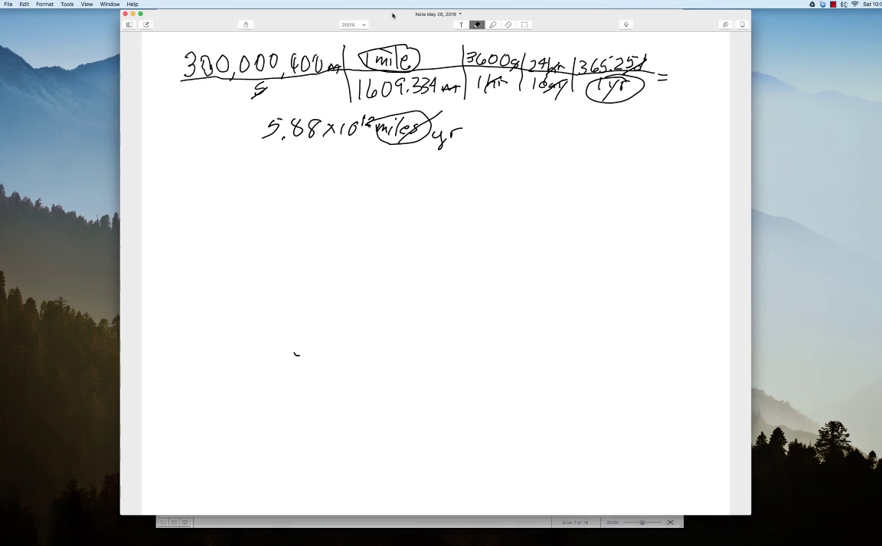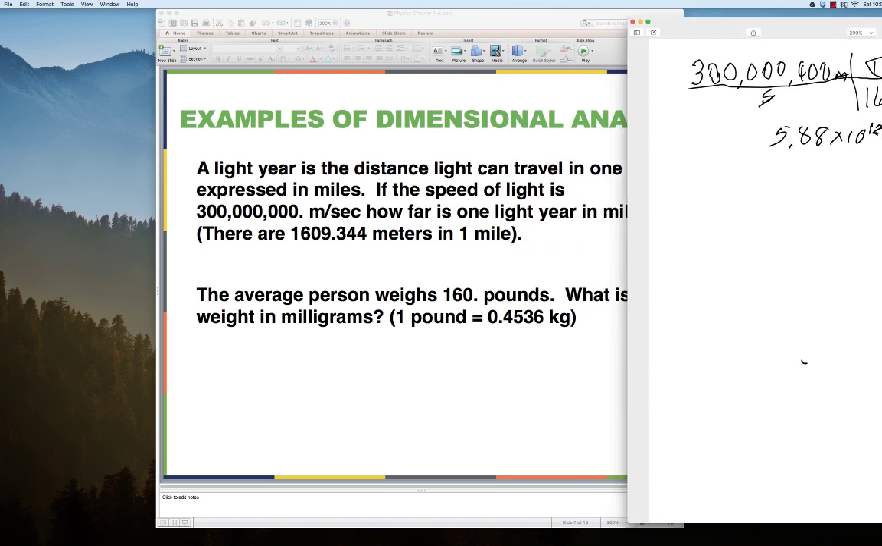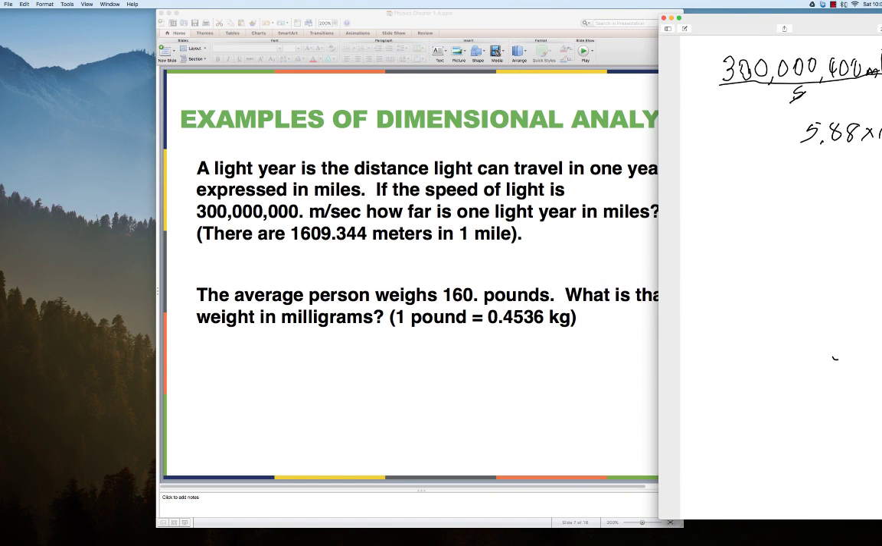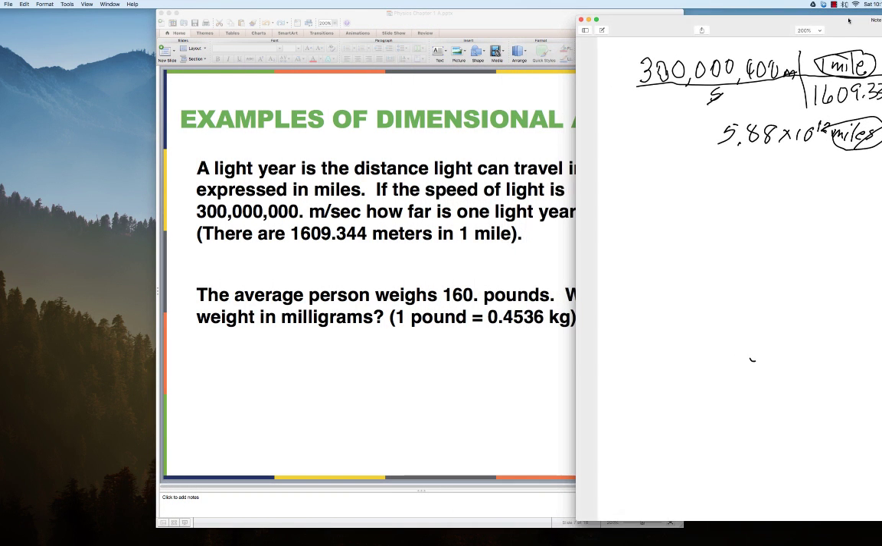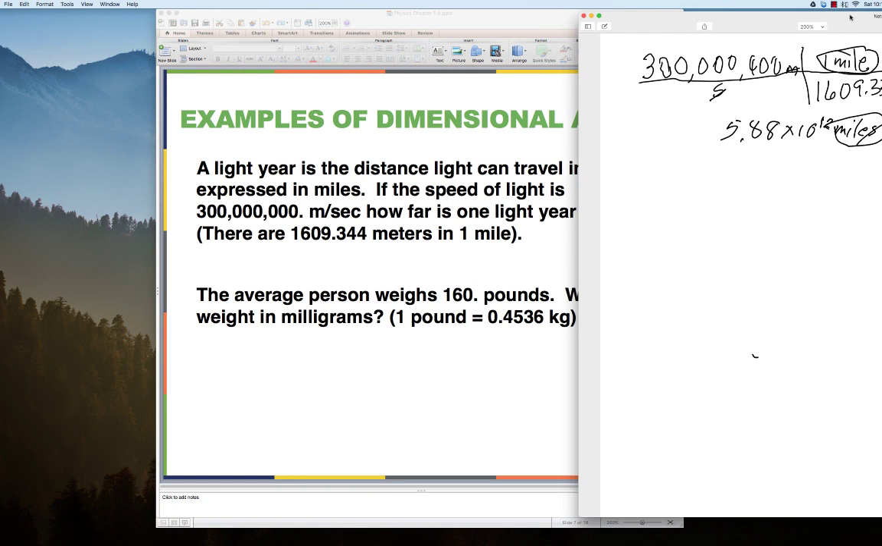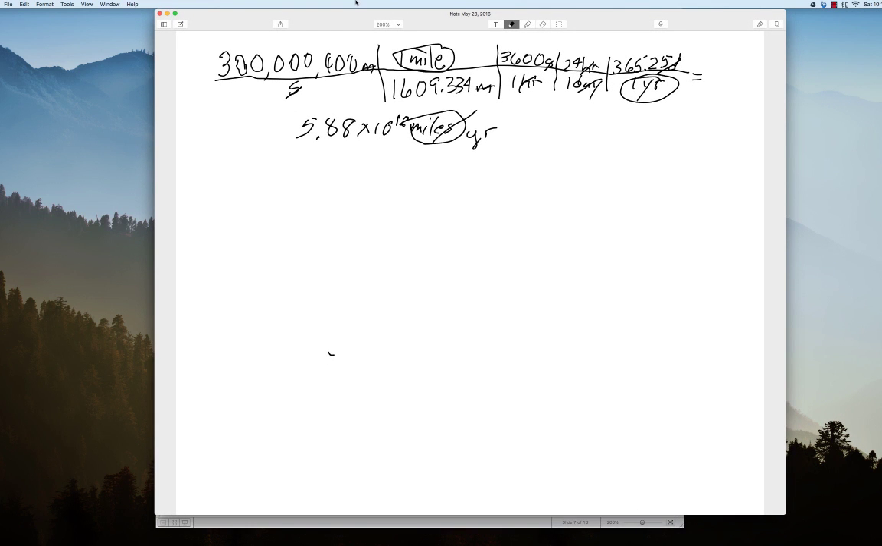Now, for just interest's sake, what was the other problem here? Let me move this over for just a second. Let's say the average person weighs 160 pounds. What is that person's weight in kilograms? Okay. And the conversion factor I gave you is 0.4536. So 160 pounds. And it's 0.4536 kilograms in 1 pound.